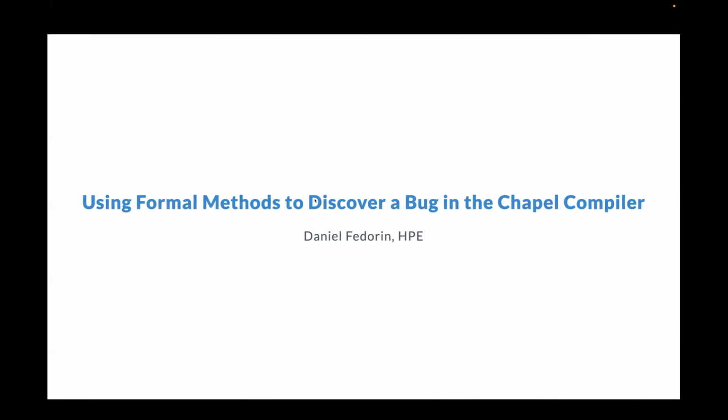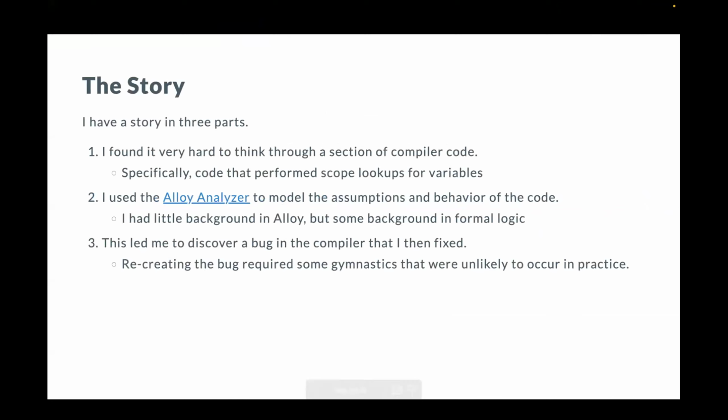This is going to be an even shorter and therefore faster spoken talk than my previous one. And yeah, I'll be talking about using formal methods to discover a bug in the Chapel compiler, and I hope you can hear me. All right, so basically I have a story in three parts.